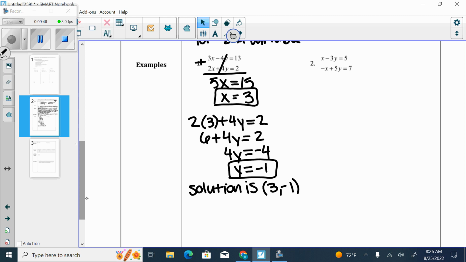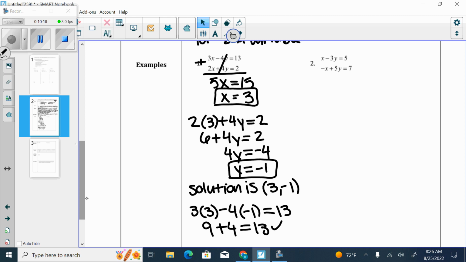Okay, so maybe I plugged it into the top one. We're not going to check them both. But if I plug in the top one, I'd have 3 times 3 minus 4 times negative 1 equals 13. Well, we know 3 times 3 is 9, and negative 4 times negative 1 is positive 4, which does equal 13, right?